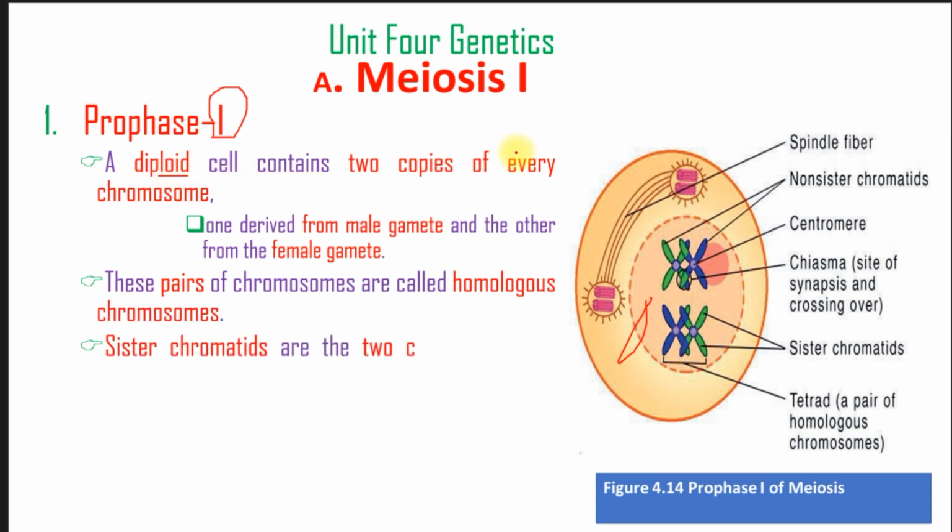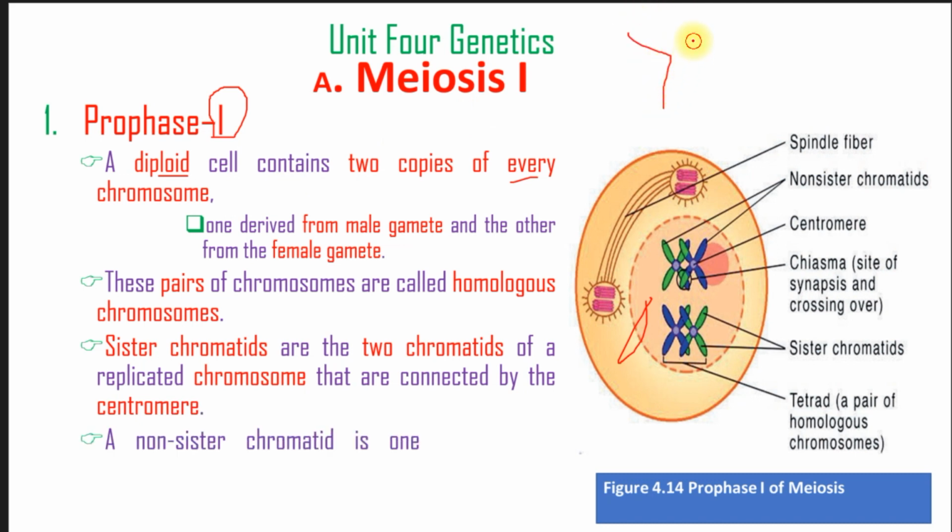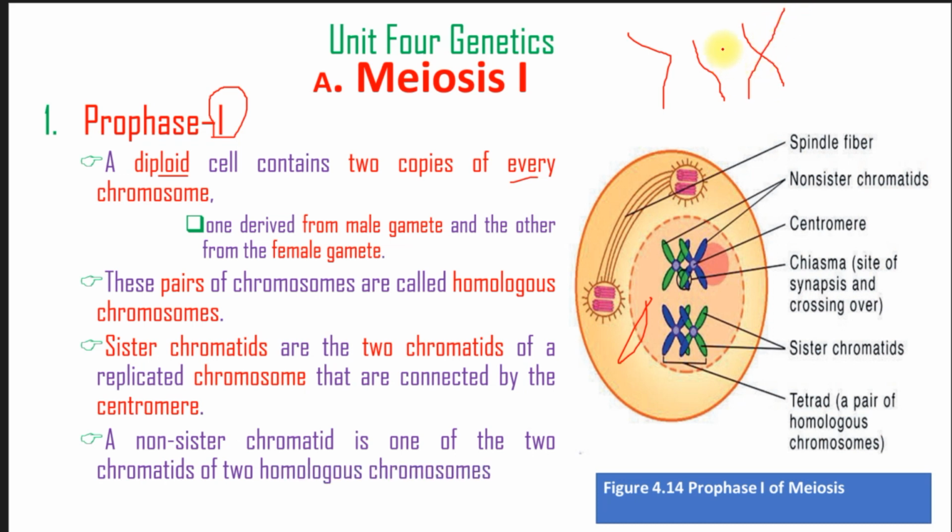A diploid cell consists of two copies of every chromosome. That means 46 chromosomes, and for each one a copy is made, so they become 92 chromatids. These are called sister chromatids. One is derived from the male gamete and the other comes from the female gamete. These pairs of chromosomes are called homologous chromosomes.